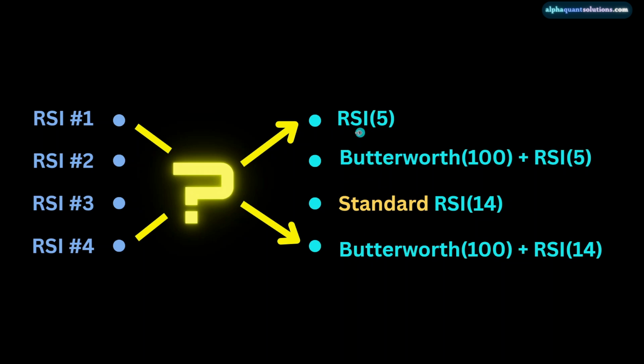One is just a plain RSI 5. Another one is the standard RSI 14. And the two other ones first apply a Butterworth filter with a time cutoff period of 100, and then they apply the RSI 5 or the RSI 14.